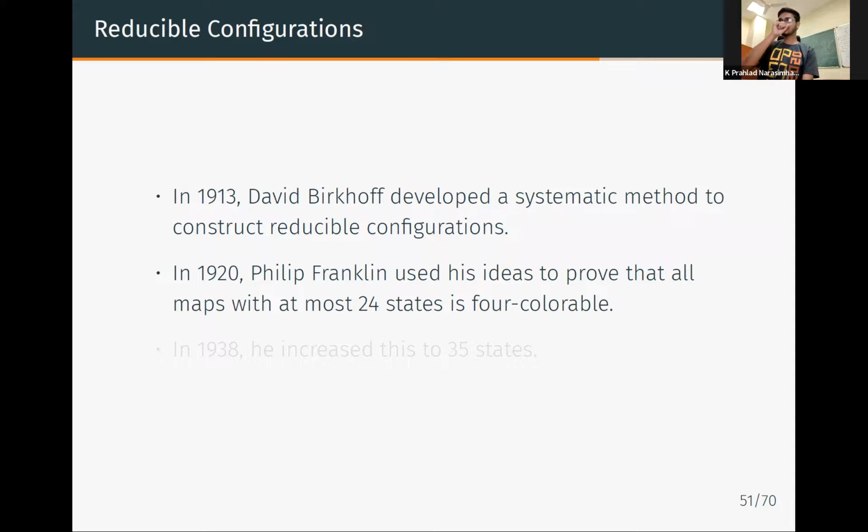Anyway, so yeah, in 1920, Franklin used his ideas to prove that 24 states are 4-colorable by getting a complicated looking reducible configuration which used 24 states. Anyway, in 1938, Franklin increased this to 35 states. So we are getting there. So essentially by the 1940s, if you wanted to produce a minimal criminal, you had to go to like 36 states, and maps are already looking complicated.